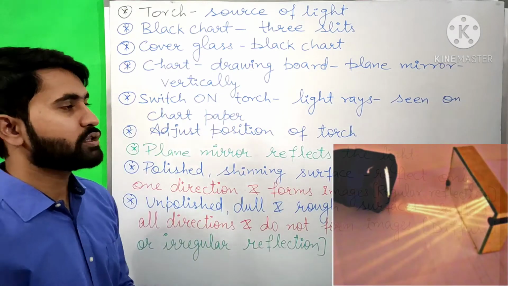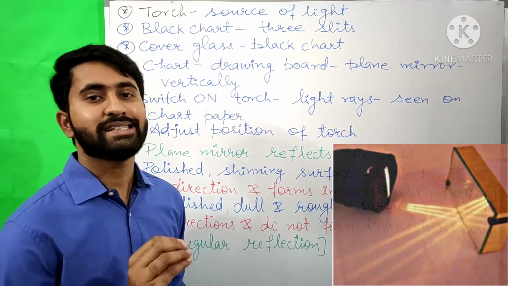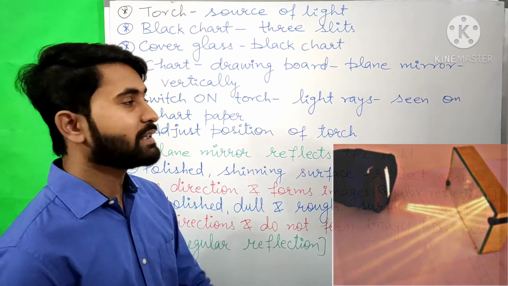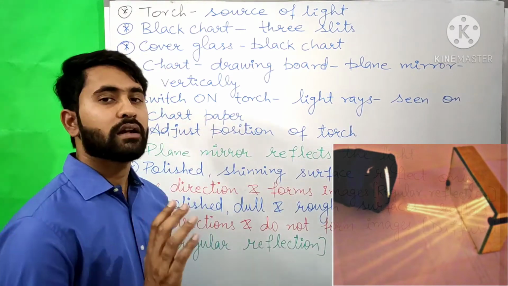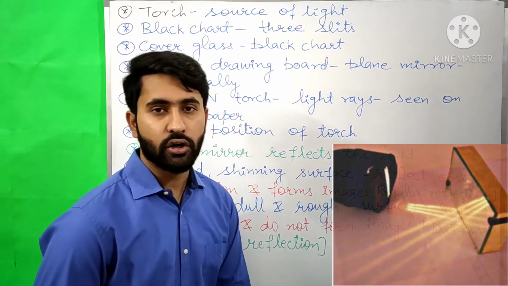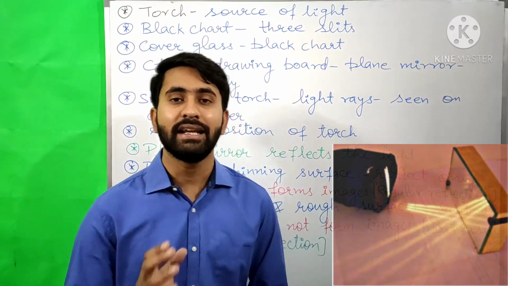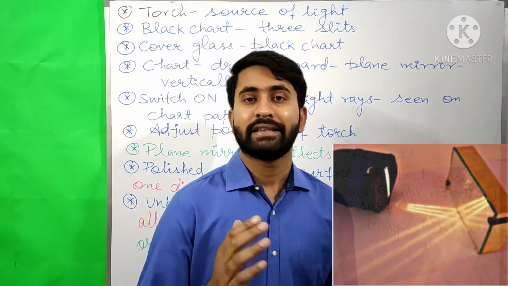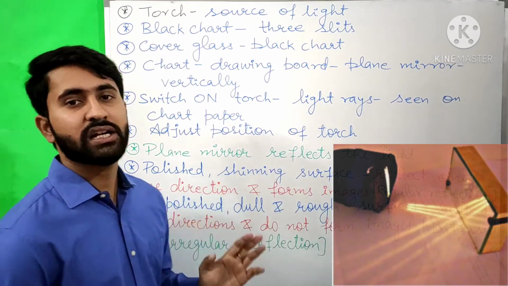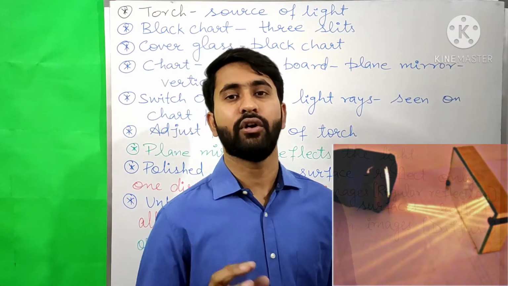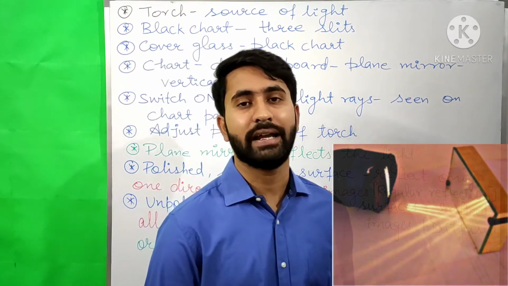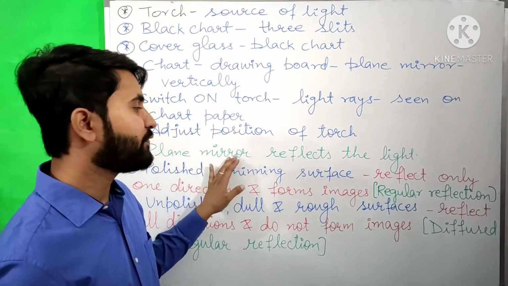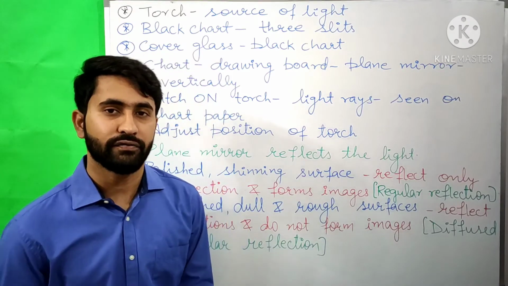Now we will switch on the torch and we will fix the torch in such a way that the 3 light rays that are produced by the torch are seen on the chart paper. Now we will adjust the position of the torch in such a way that the 3 light rays fall on the mirror at an angle. So we will see that the plane mirror will change the direction of the light rays that are falling on it, and it will send those light rays in another direction. Or we can say that the plane mirror reflects the rays of light that are falling on it.